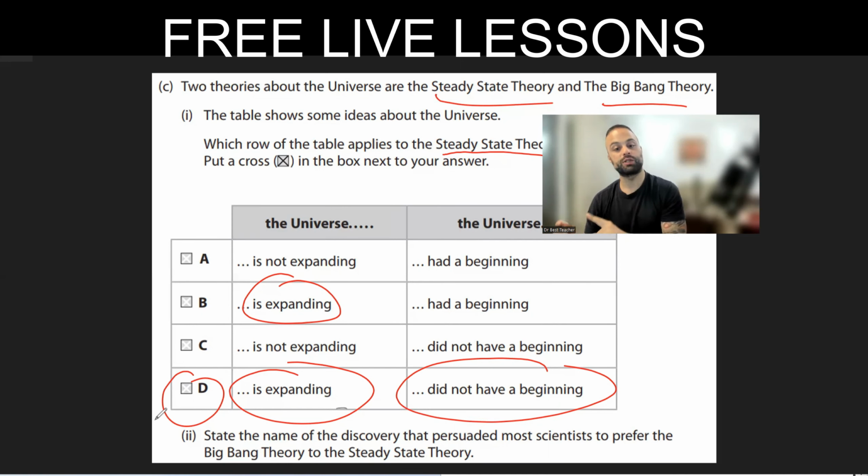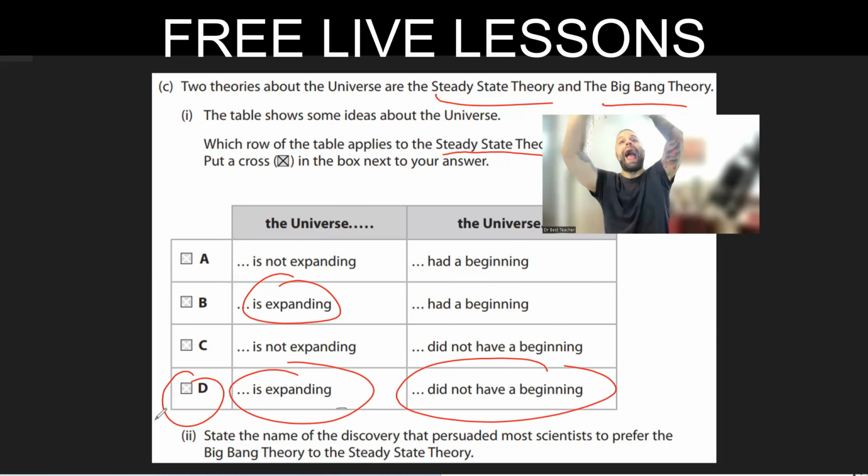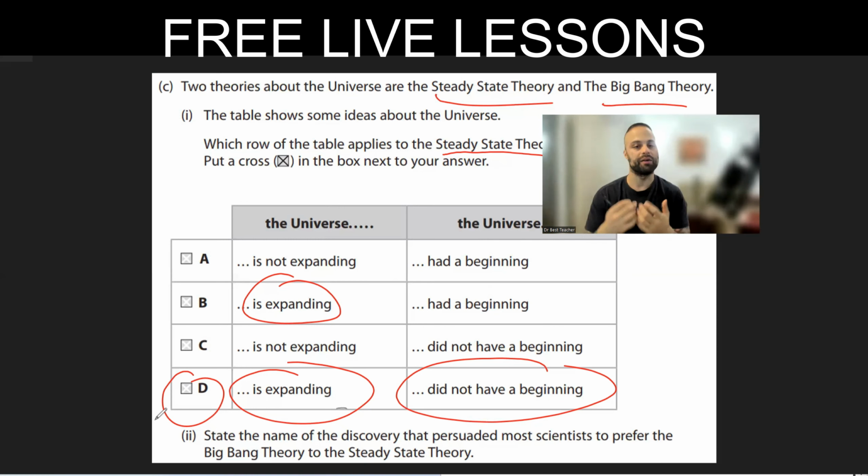State the name of the discovery that persuaded most scientists to prefer the Big Bang over the steady state. That was the discovery of the cosmic microwave background radiation, which was discovered by mistake by people just pointing their antennas and seeing this static background. It used to be on television, this static, and they were like, what is this? They didn't know because they were pointing it in all different directions, because the cosmic microwave background radiation is everywhere, and they figured out that it was leftover heat from the Big Bang. As the universe is getting bigger and bigger, that radiation is getting pulled and stretched into the microwave radiation as we see it today.